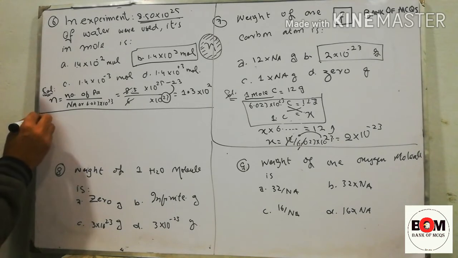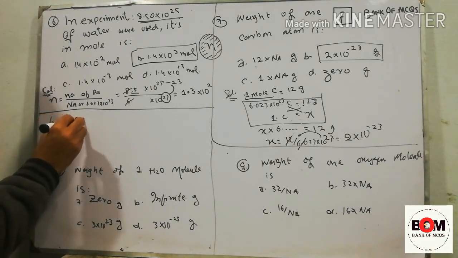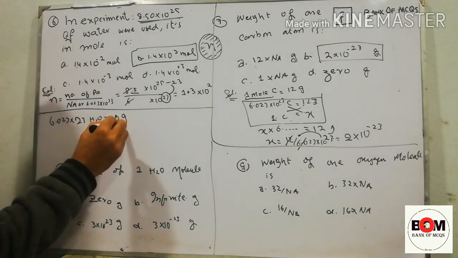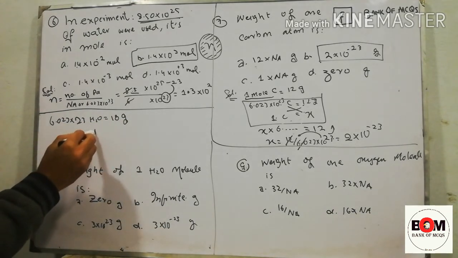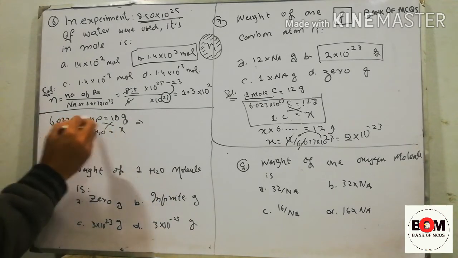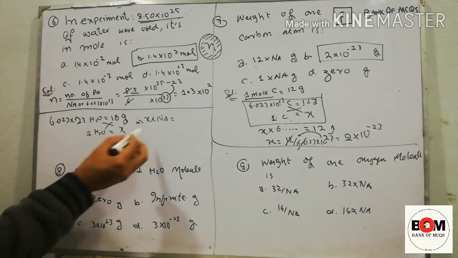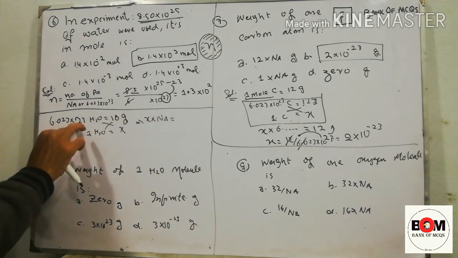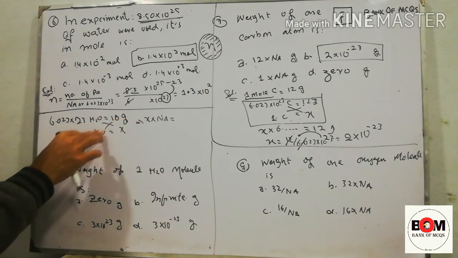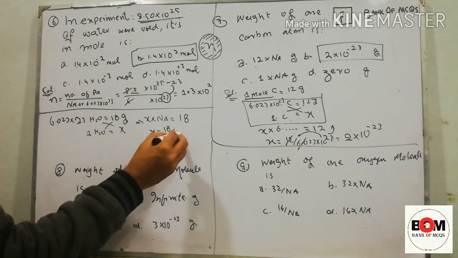We know that 1 mole of H2O is 6.023 multiplied by 10 to the power 23 molecules of H2O, and its molecular mass is 18 gram. If we want to find the mass x of one H2O molecule, then by cross multiplication x into 6.023 multiplied by 10 to the power 23, this is the value of Na. Instead of this number we can simply write Na for easiness of calculation. x multiplied by Na is equal to 1 multiplied by 18, that is 18. So x is equal to 18 divided by Na.